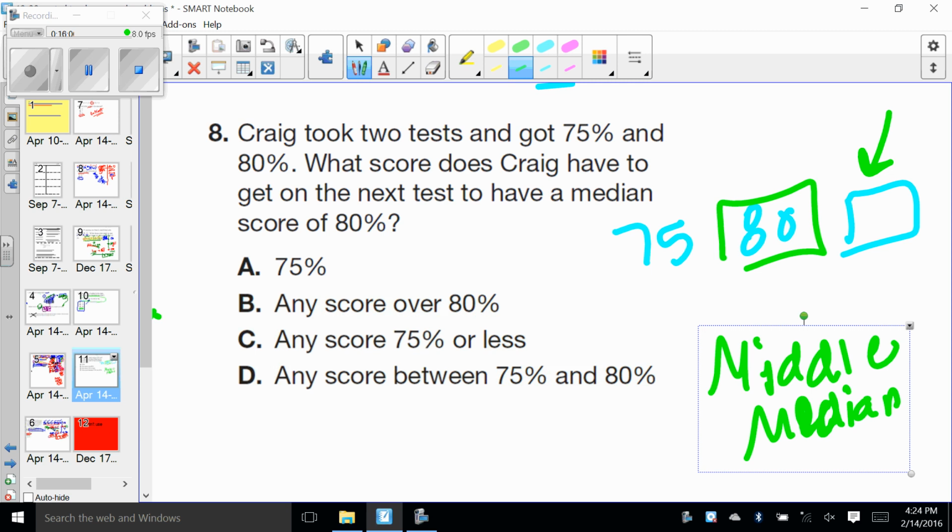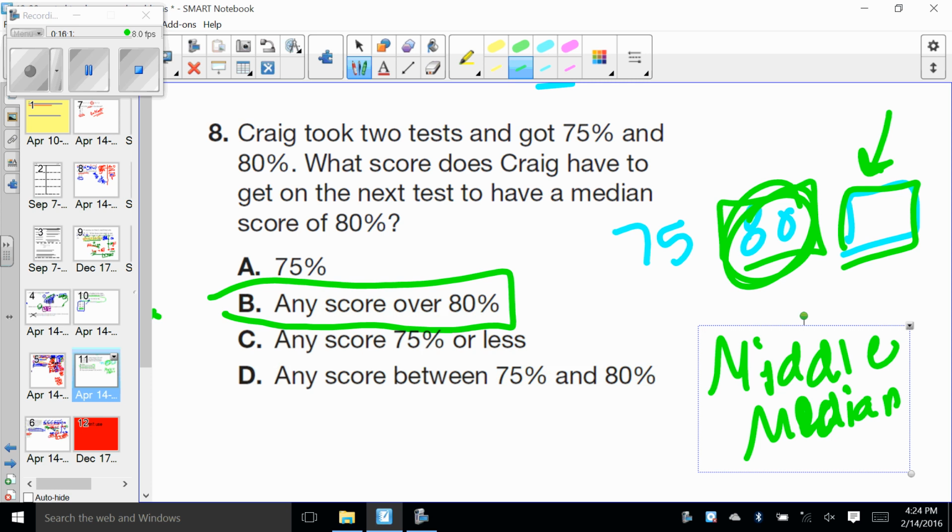Well, really the next score has to be over 80%, and that's guaranteeing him that this will be his middle score then. This has to be a bigger score than 80. If it's equal to 80, that would work too, but safely over 80 guarantees that his median would stay 80.